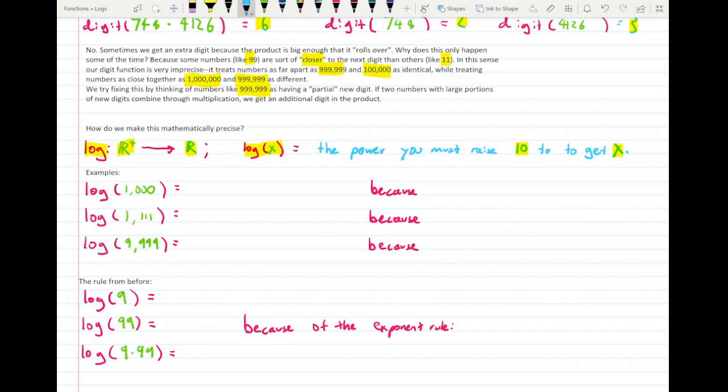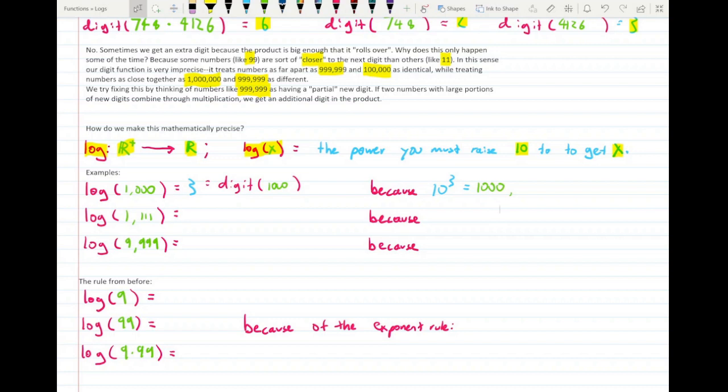What does that mean in practice? Well, log of 1000 is exactly 3. Notice that is equal to digit 1000. And this is because 10 to the third power is equal to 1000. And 1000 is exactly a power of 10.